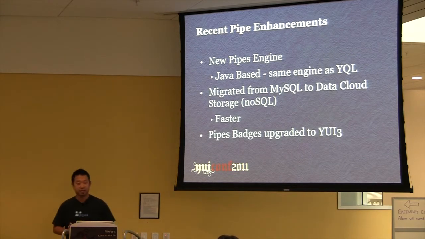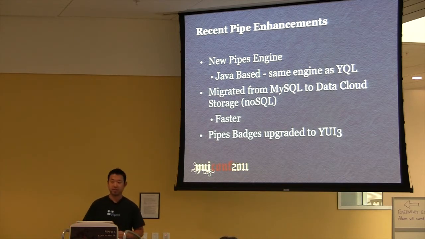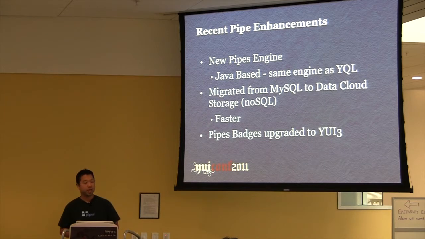So we had some recent pipe enhancements. We have a new engine, which was launched this past August. Previously, it was a Perl-based engine, which didn't scale very well. It was kind of slow. So it was completely rewritten using Java, and it's the same engine as YQL.